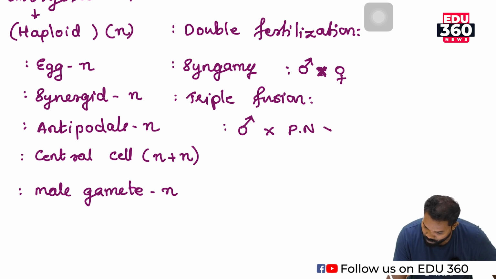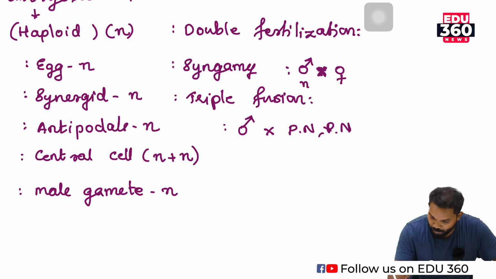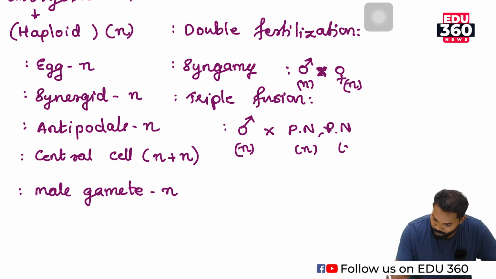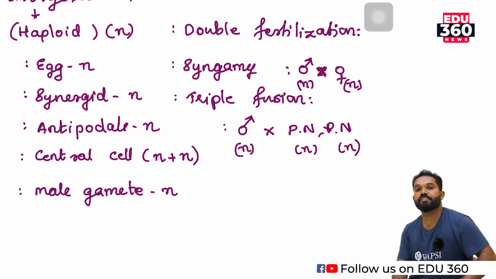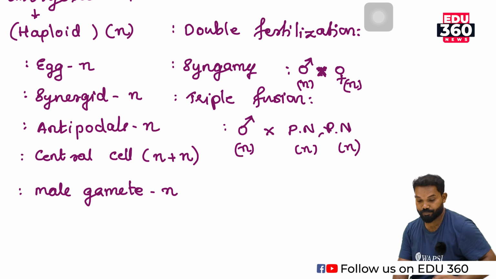Those are the two polar nuclei. Here the male gamete is haploid in nature. Egg cells are haploid in nature. Male gamete here is haploid in nature. One polar nucleus is haploid, and another polar nucleus is also haploid in nature. So all the cells which are involved in double fertilization are haploid in nature.